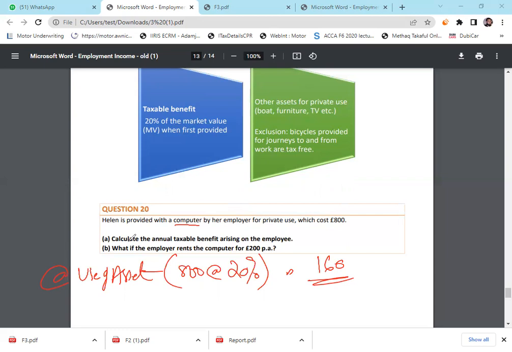Is this taxable? What benefit is this? It is a taxable benefit called use of an asset. If a company provides you an asset for personal use, then we are going to calculate this benefit. This is the A part.